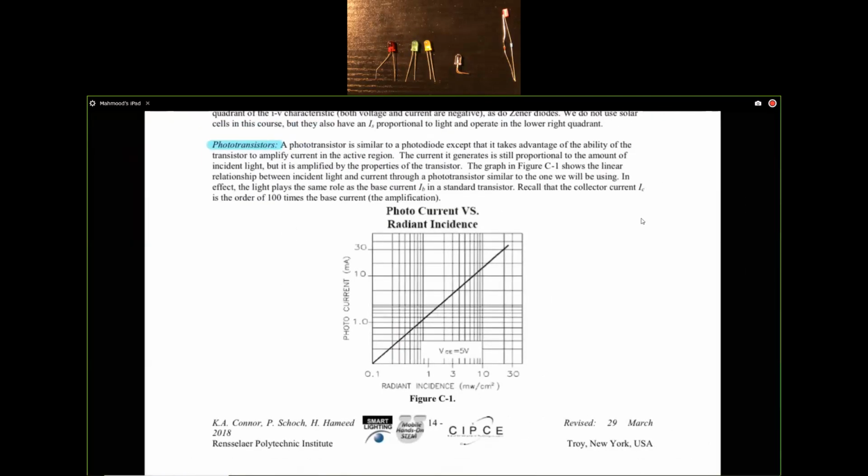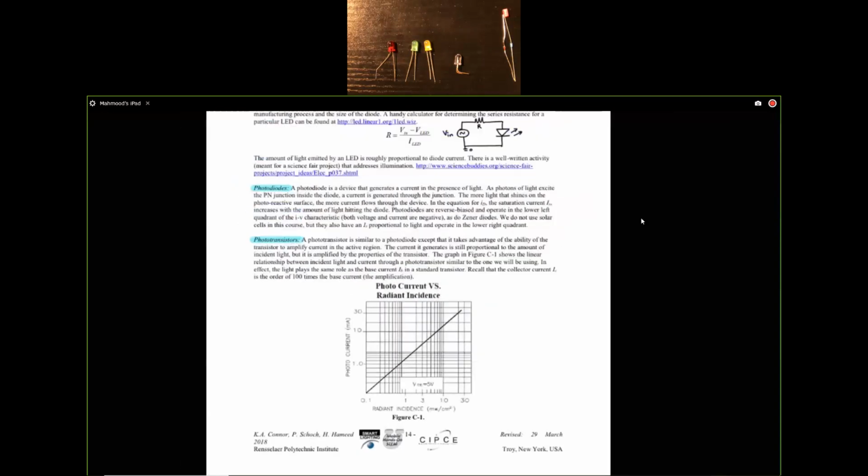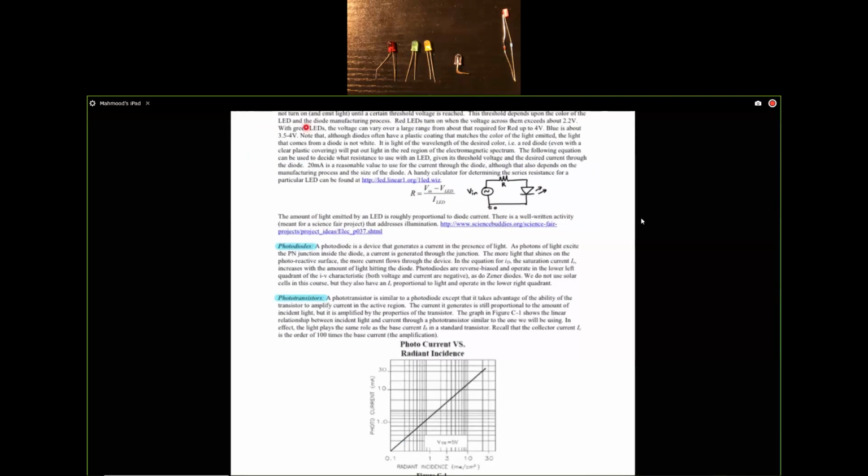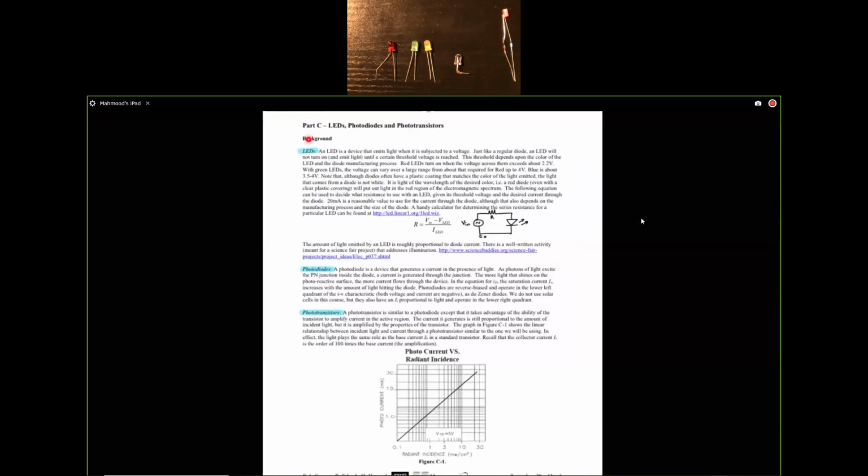So same application, sense light, but now the amount of current that is going to flow through as a result, which is the photocurrent, is going to be of very high value, which means that it is going to be easily detectable. So in this experiment that is going to follow, we are going to use an LED to generate light, and we are going to use a phototransistor to detect light.